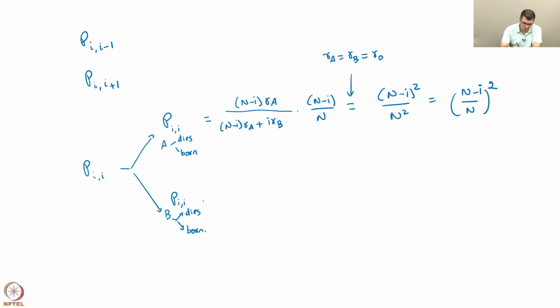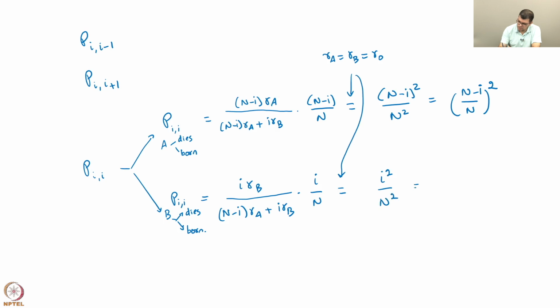And in the other case we have the probability of B being born, which is just I times R B divided by n minus I times R A plus I times R B, times I upon n. And again when we do this substitution, we are going to simply get I square divided by n square, which is just I upon n whole square. So, from these transition probabilities, these two were done in the last video.